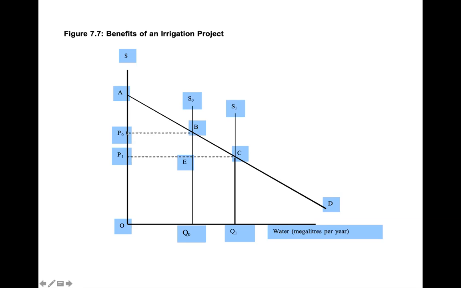So originally they were making this much money. Now they're making this much money. And you have to subtract this one out, and hopefully this one is smaller than that one, which it looks like it is. So that's how much the water authority makes. And then the landowner, again, makes that surplus.